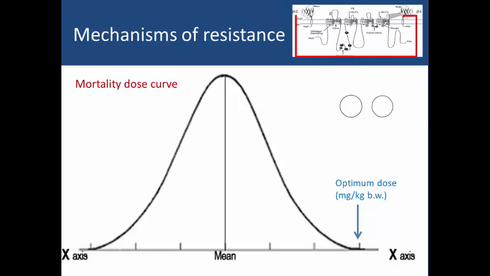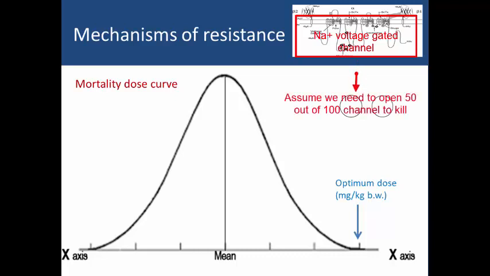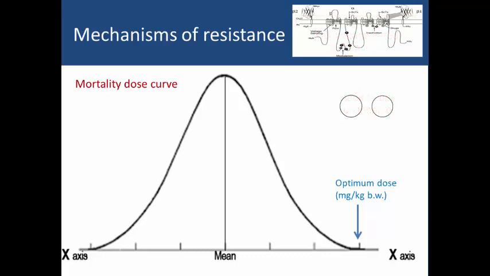Pyrethroids bind to the sodium voltage-gated channel, and they open it, causing the depolarization of the parasite neurons. So let's assume for a minute that you may need to open 50 out of 100 of those channels to kill a tick. When you start using the chemical for the first time, you will notice that not all the ticks require the same dosage. Some of them are more susceptible, and other ones require a little bit more to be killed. So the ideal dose should be one that is going to kill 100% of the population in that animal.